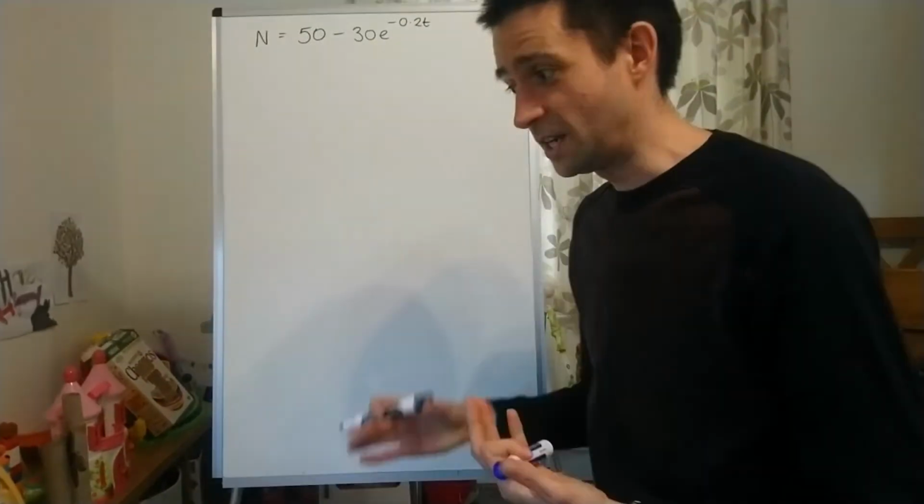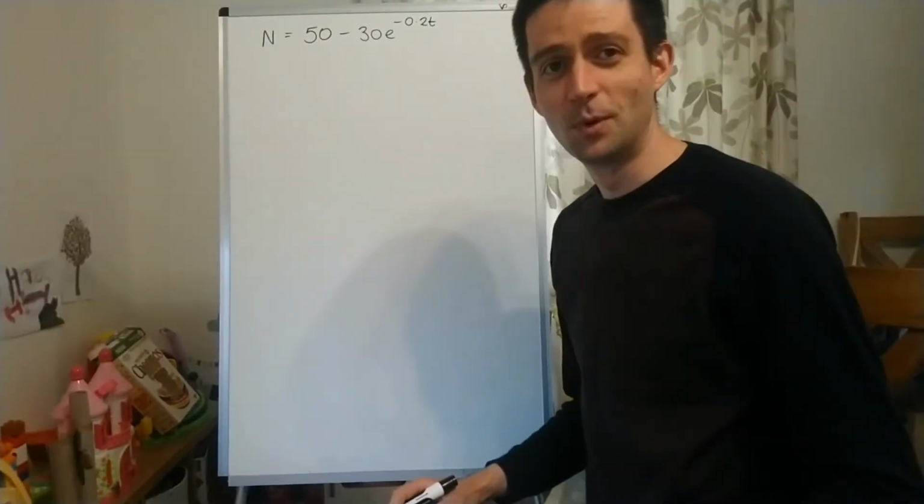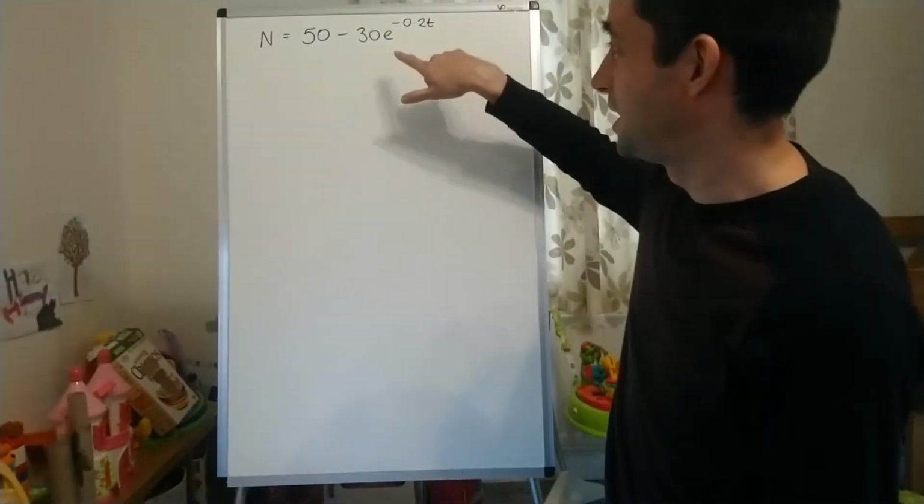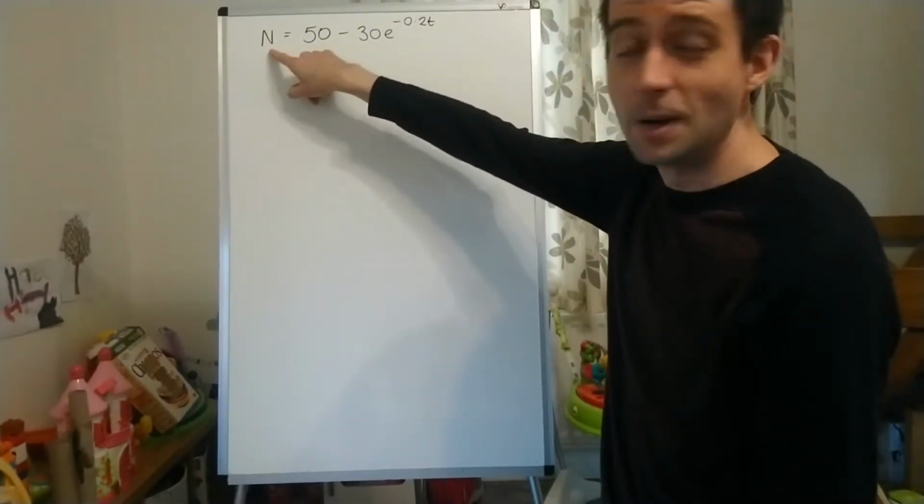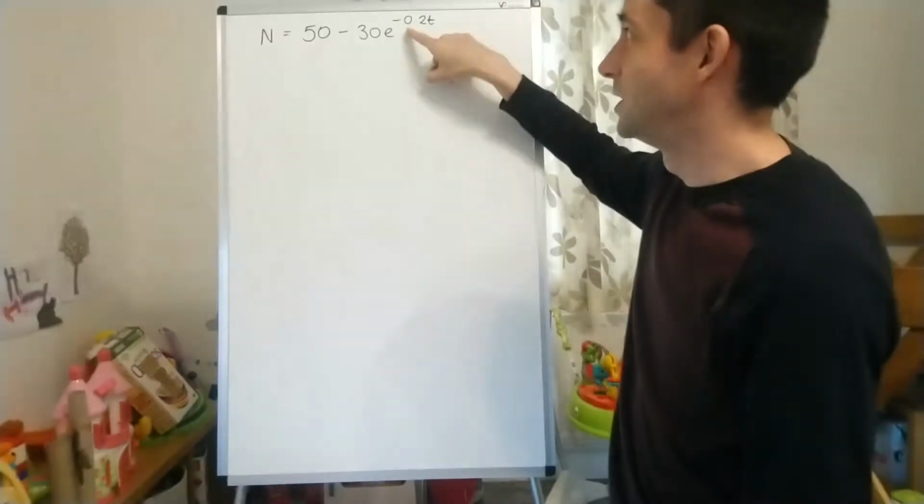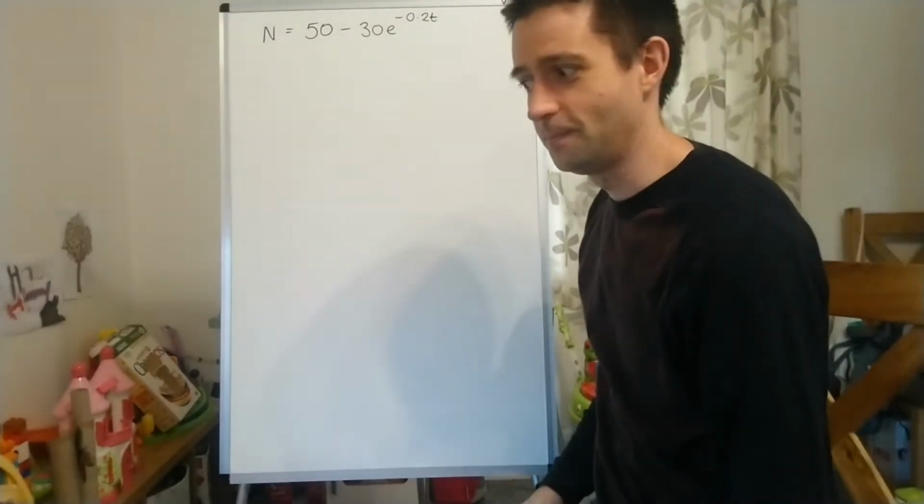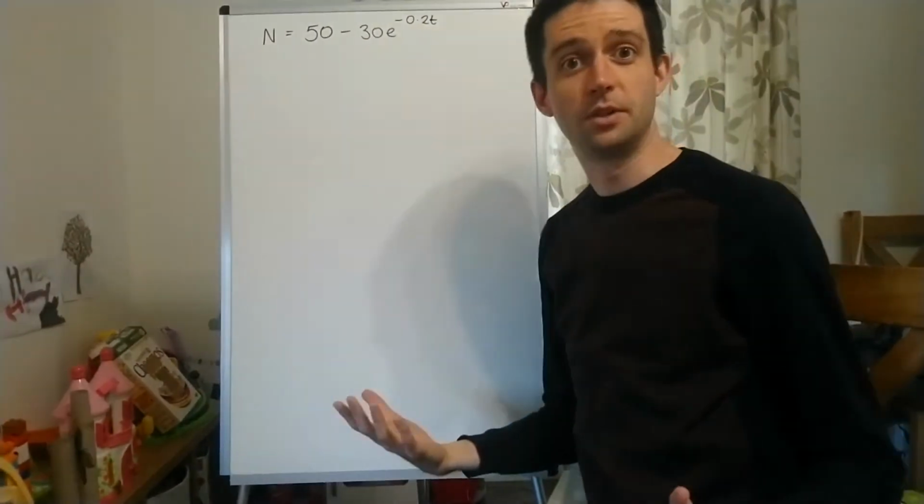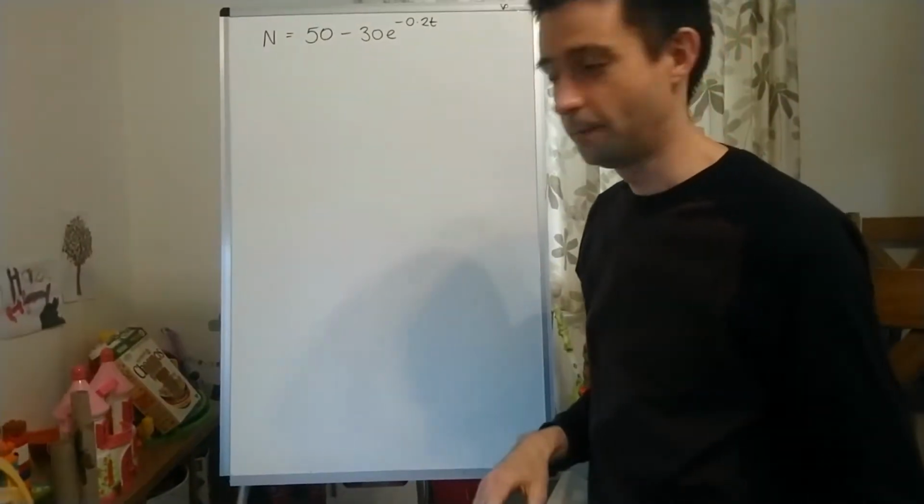So we have the daddy longlegs population inside Mrs. Borland's house. It varies according to this formula here. So n, representing the number, is 50 minus 30e to the negative 0.2t. And we're going to be asked a series of questions regarding this formula here.